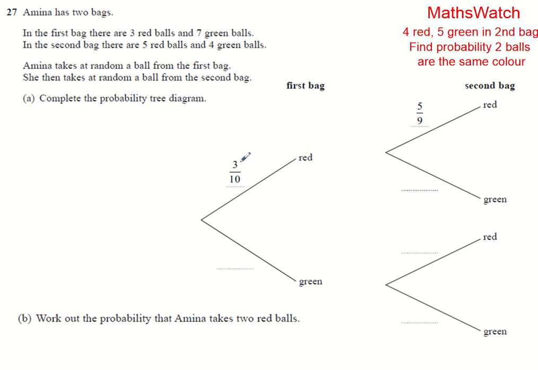Right, if we know that 3 out of the 10 balls in the first bag are red, and we know that 7 therefore out of the 10 are green.